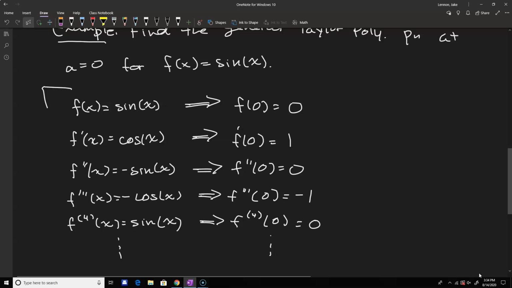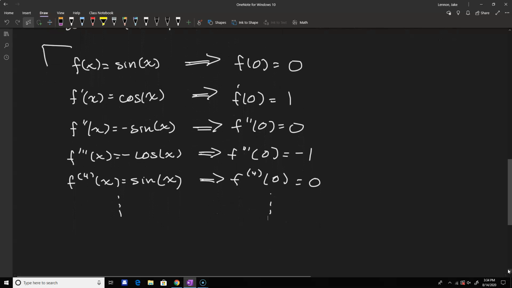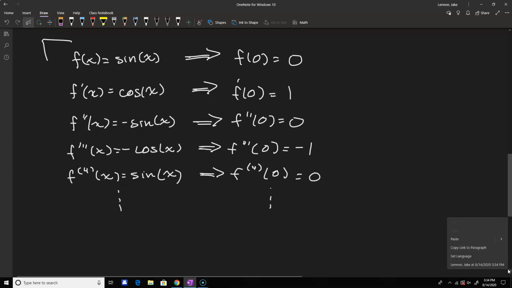So what does this look like when we make the polynomial? Well, normally you have to do x minus a to the power, but in this case, a is equal to 0, so they're just going to be powers of x. So our p sub n of x, we can just kind of write out the terms.